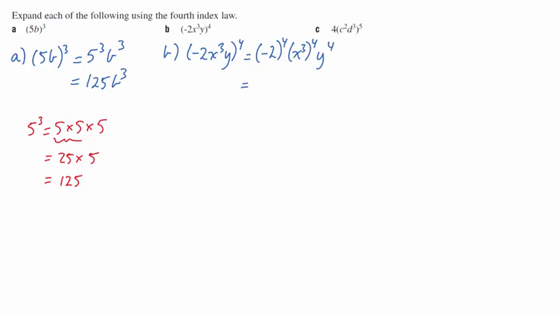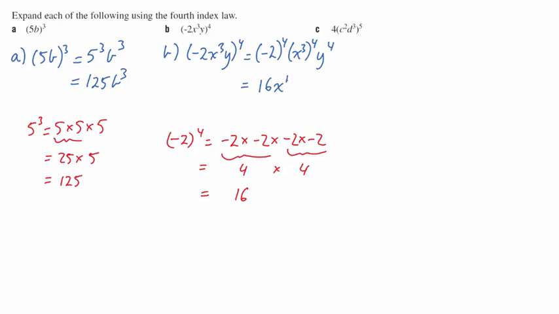Now (negative 2) to the power of 4, again let's work that out. (Negative 2) to the power of 4 is negative 2 times negative 2 times negative 2 times negative 2. Negative 2 times negative 2 is 4. So that means (negative 2) to the power of 4 is positive 16. So we'll write 16 there. And (x cubed) to the power of 4, remember when we have a power of a power, so like x to the power of 3 to the power of 4, we multiply the powers. So we have x to the power of 12. 3 fours are 12. And we have the y to the 4 just by itself at the end.